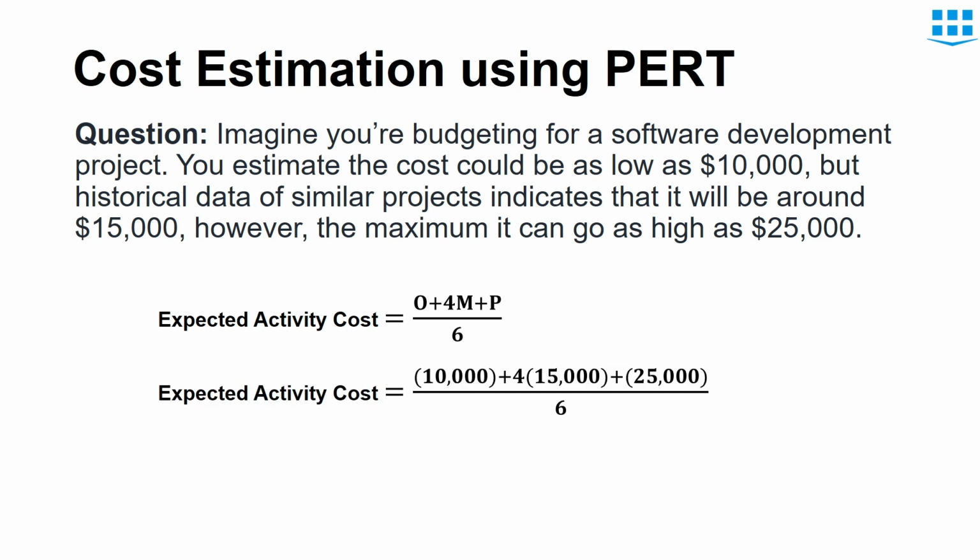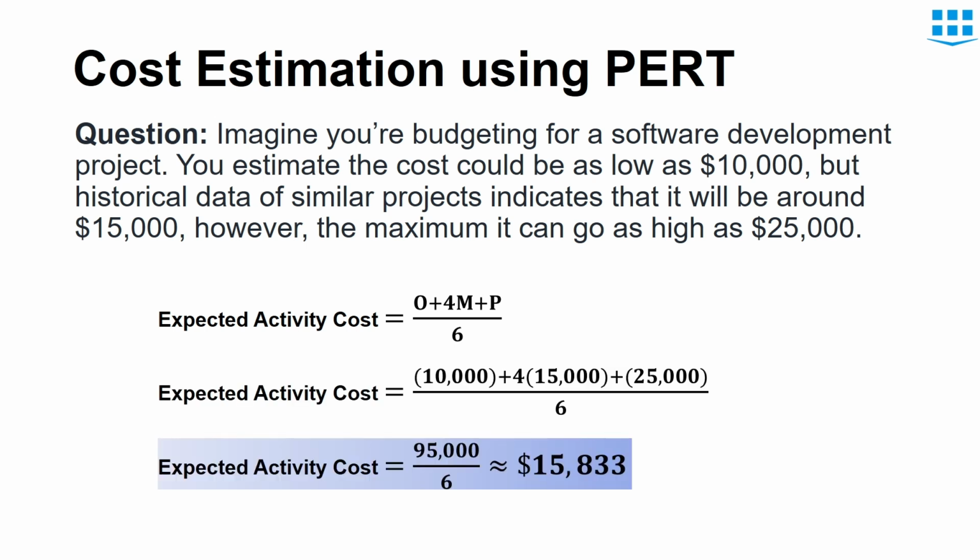After putting the value, the answer would be $15,833. So we should have a budget of around $15,833. This method helps us to ensure that we have enough funds set aside for the project even if things don't go exactly as planned.